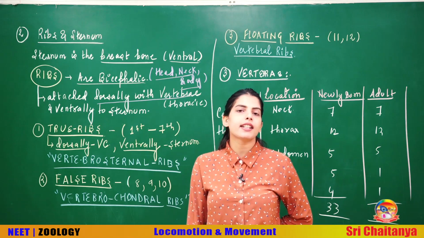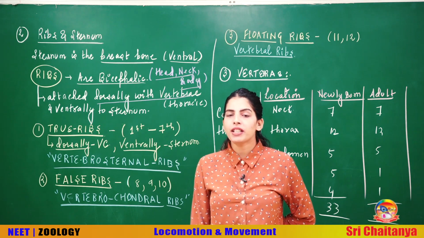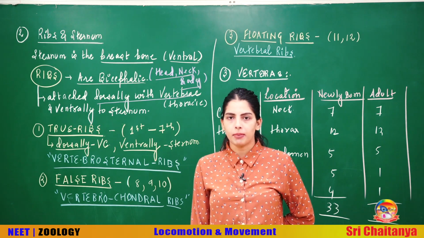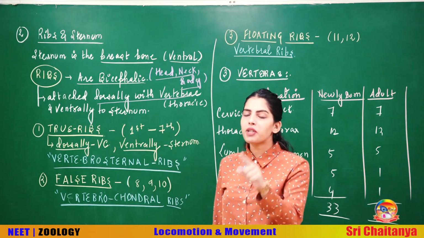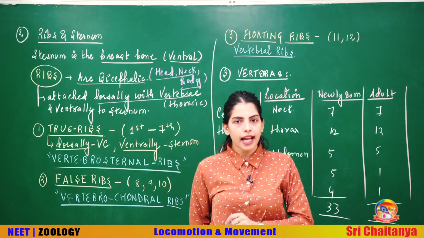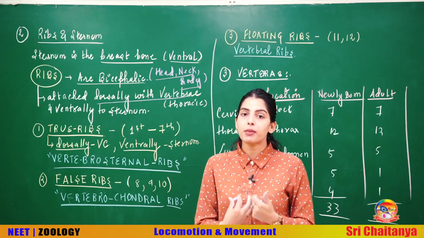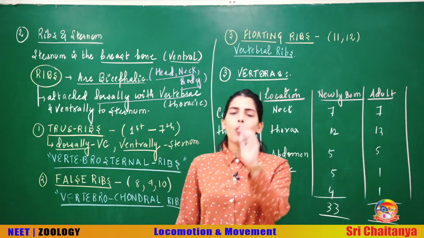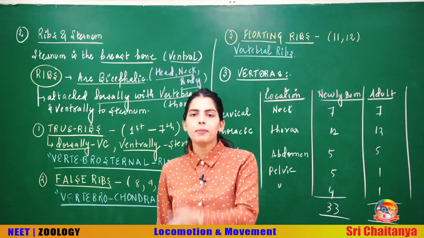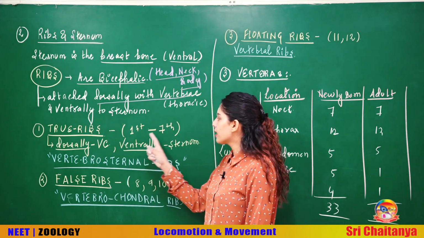On the dorsal side it is attached with the vertebral column, but the vertebrae to which it is attached are your thoracic vertebrae. You have different vertebrae, we will be discussing that. The ribs are attached with the thoracic vertebrae on the dorsal side, and on the ventral side they are attached with the breastbone, sternum. Now there are 3 categories of ribs: true ribs, false ribs and floating ribs. The true ribs are first to 7th pairs.